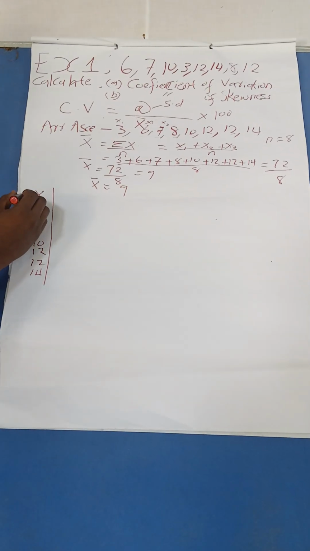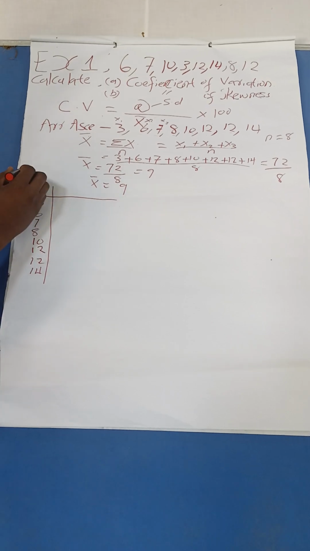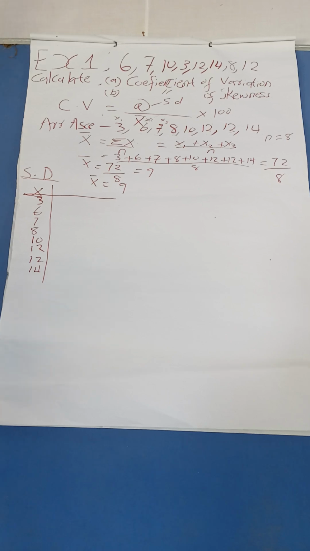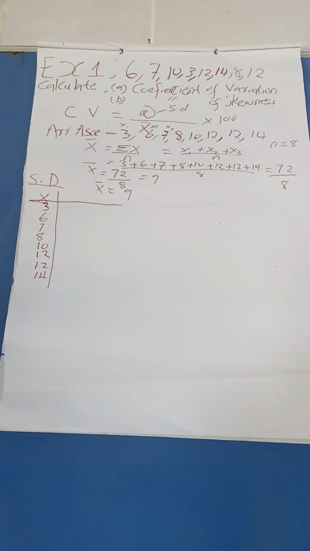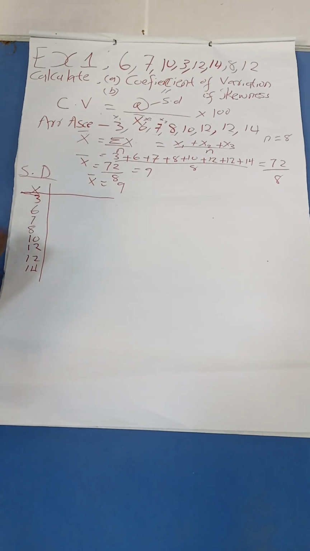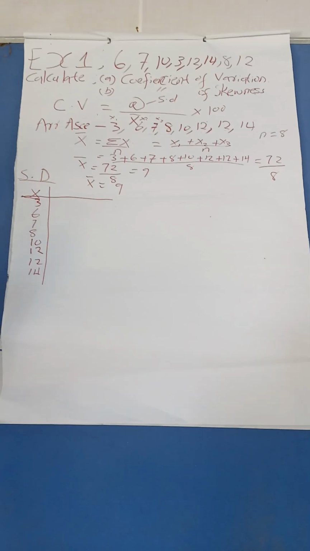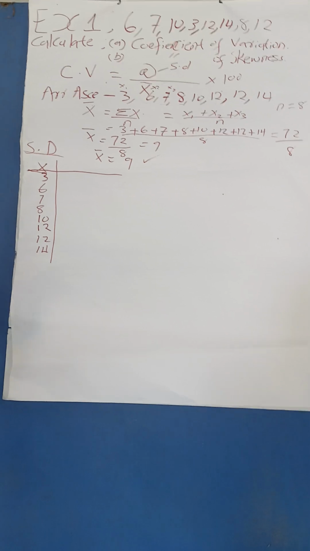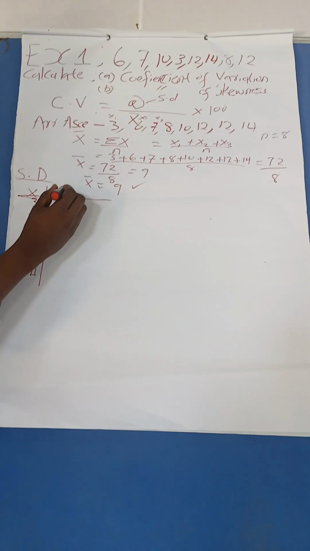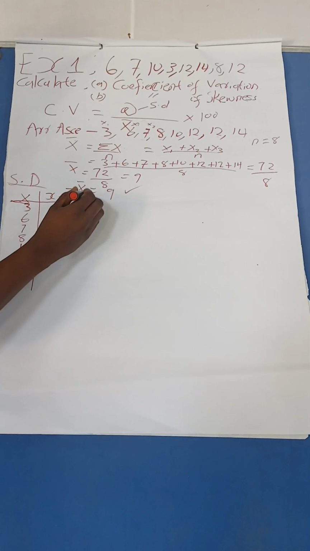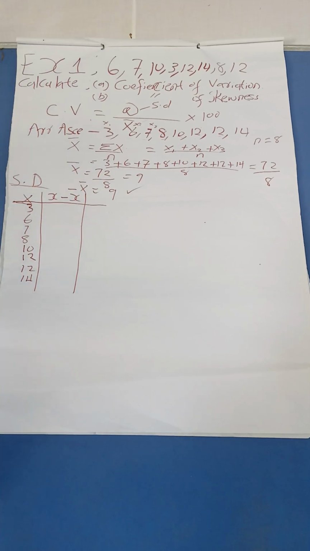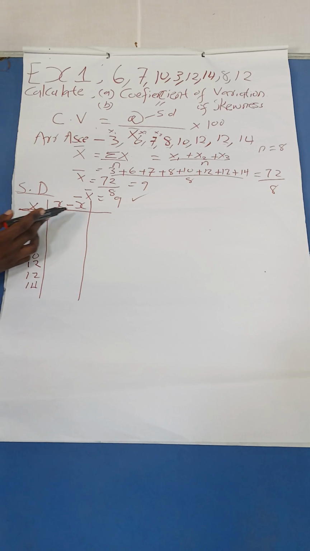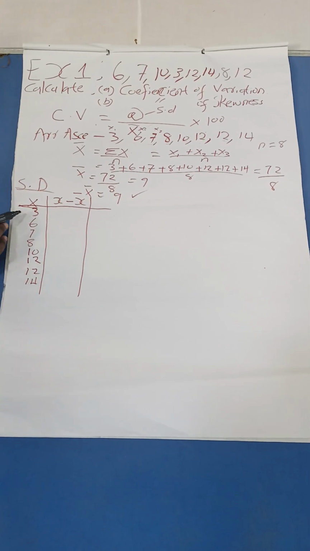So I'm heading to calculate what? Standard deviation. You want to calculate standard deviation. Good. So after that, in that table, I will find something called x minus mean. Already we have the mean, so it's x minus mean. For this case, it will be 3 minus 9.